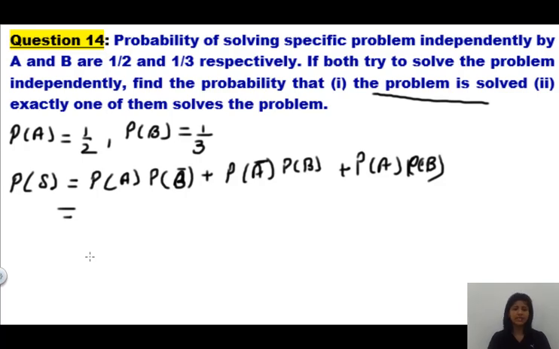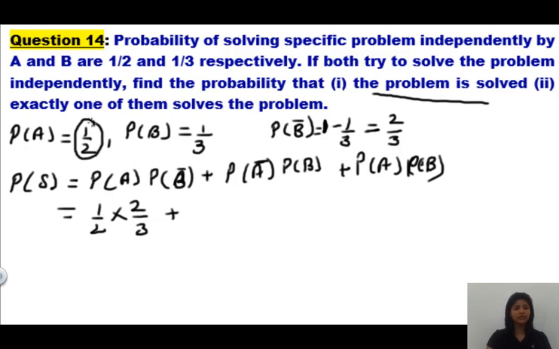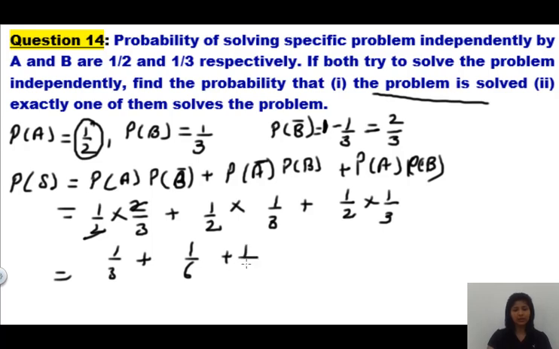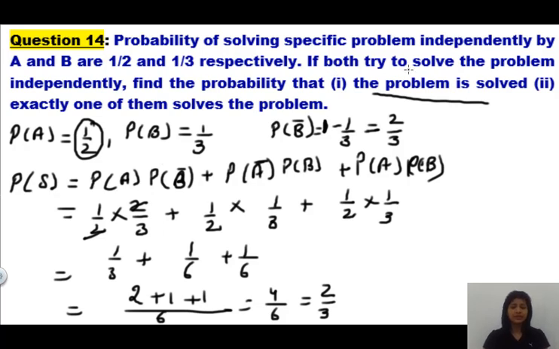The problem is getting solved even if one solved the problem, right? So one of them can solve, either A or B or both of them. P of A, you know it is 1 by 2. P of not B, how will you calculate? 1 minus 1 by 3, that is 2 by 3. So 1 by 2 into 2 by 3, plus not A, how will you calculate? Subtracting it from 1, you get half only, into P of B which is 1 by 3, plus 1 by 2 into 1 by 3. Solve it. 1 by 3 plus 1 by 6 plus 1 by 6. Take the LCM as 6. 2 plus 1 plus 1, 4 by 6, that is 2 by 3. So if the problem is solved, the answer for that would be 2 by 3.